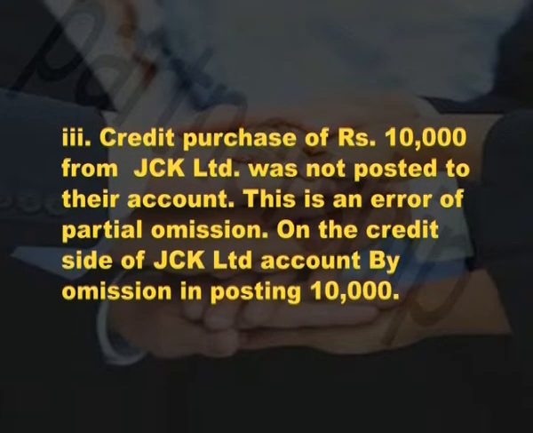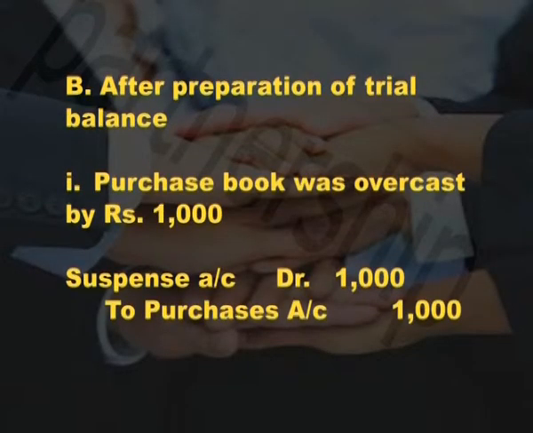Third one, credit purchase of rupees 10,000 from JCK Limited was not posted to their account. Now, this is an error of partial omission. On the credit side of JCK Limited account, by omission in posting rupees 10,000. Now, second, after preparation of trial balance. The first one, purchase book was overcast by rupees 1,000. Suspense account debit to purchases account by rupees 1,000.